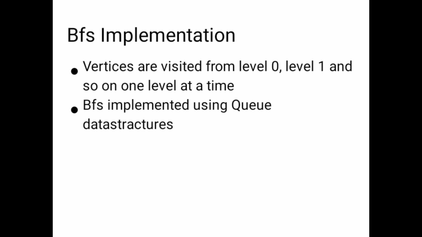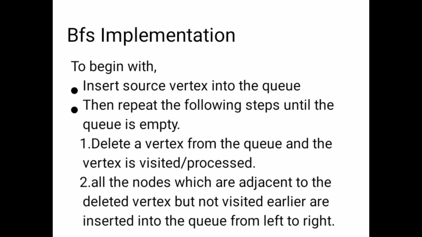To implement BFS, we make use of a queue as the data structure, and all the vertices are visited from level 0, level 1 and so on, one level at a time. So to begin with, insert the source vertex into the queue. Select any vertex as the source vertex and insert that vertex into the queue. Then repeat the following steps until the queue is empty.